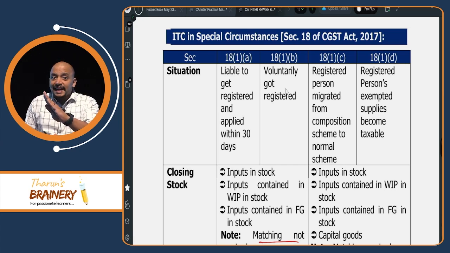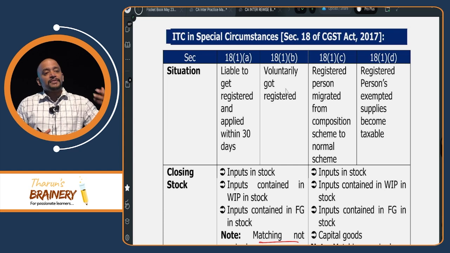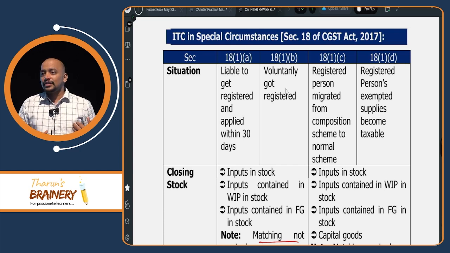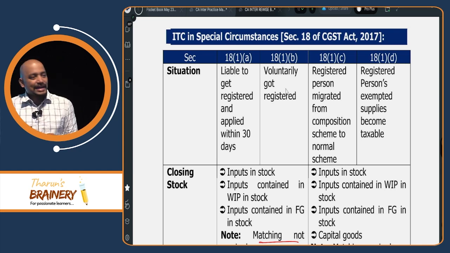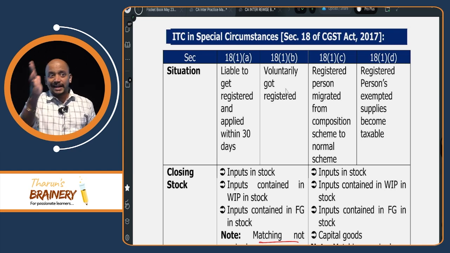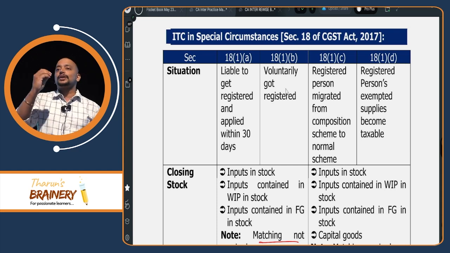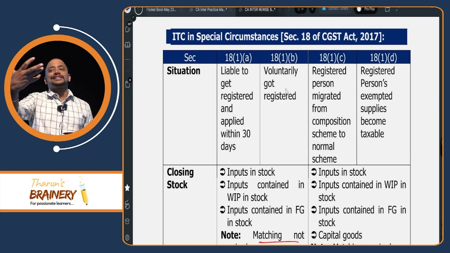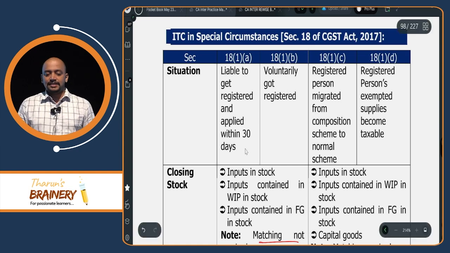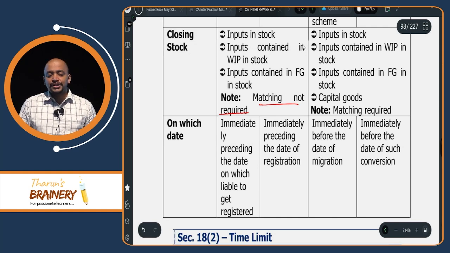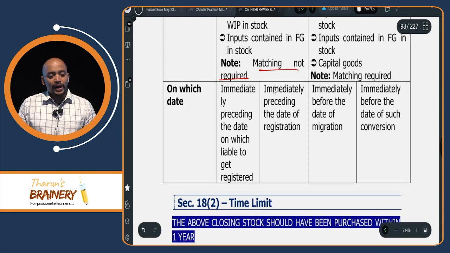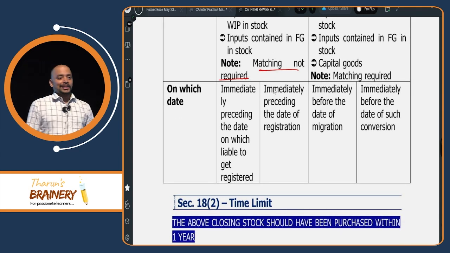So, before the date I get the certificate of registration, would I have taken ITC on the goods purchased? No, because only a registered person can avail ITC, correct or not? So therefore, whatever is the closing stock before the date of registration, GST paid on that closing stock can be availed as ITC. A person who voluntarily gets registered can take ITC on inputs in stock, inputs in WIP, inputs in FG, and here also matching is not required. Which date closing stock should be taken? Immediately before the date of registration.